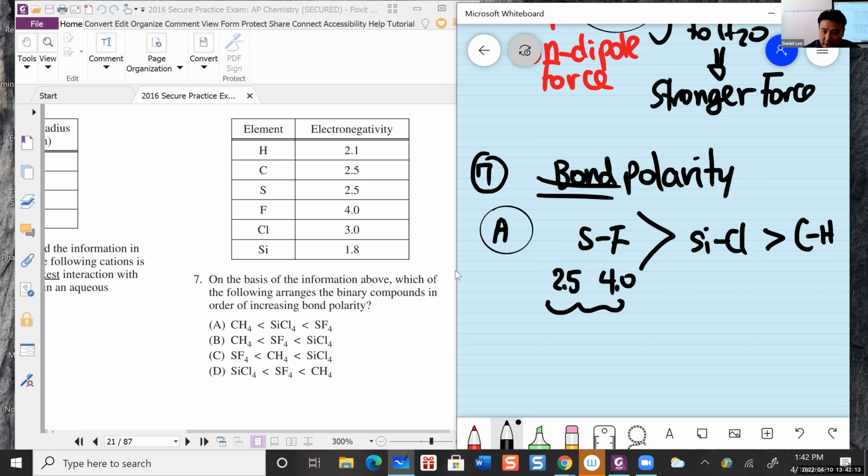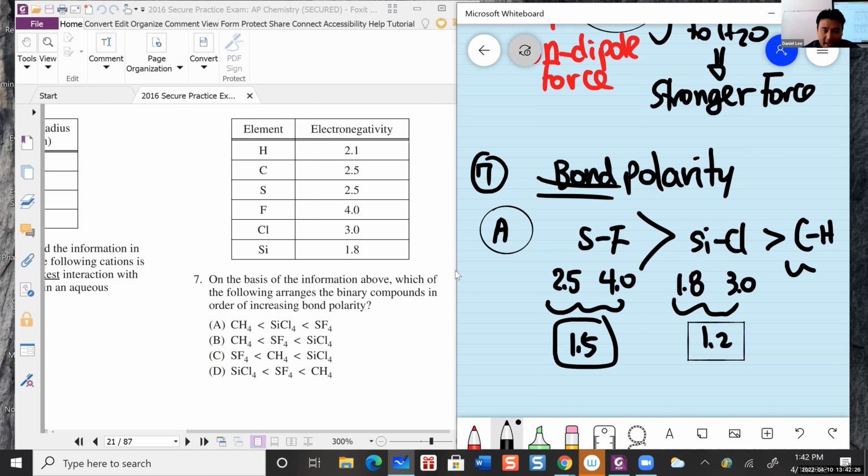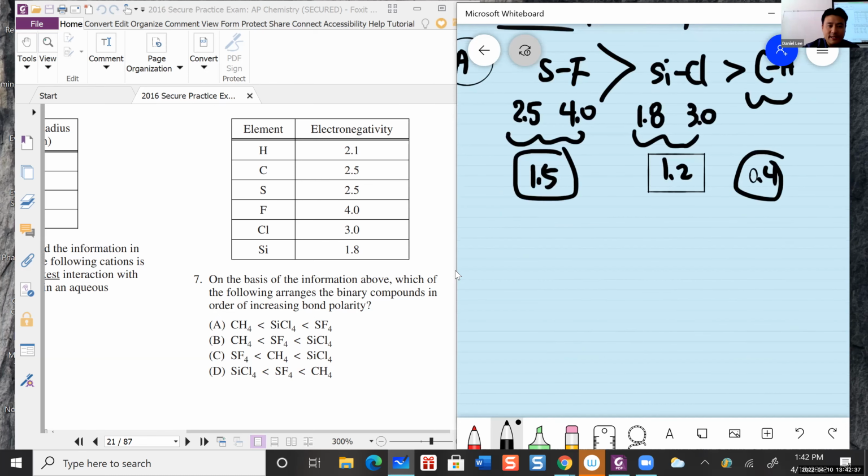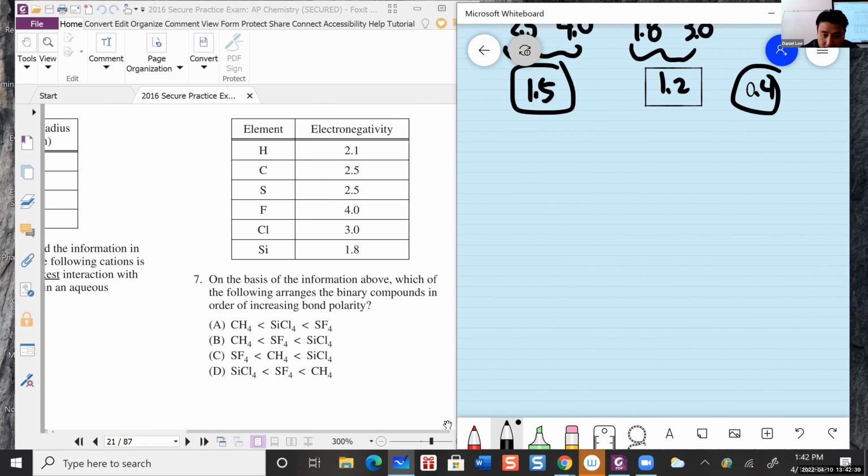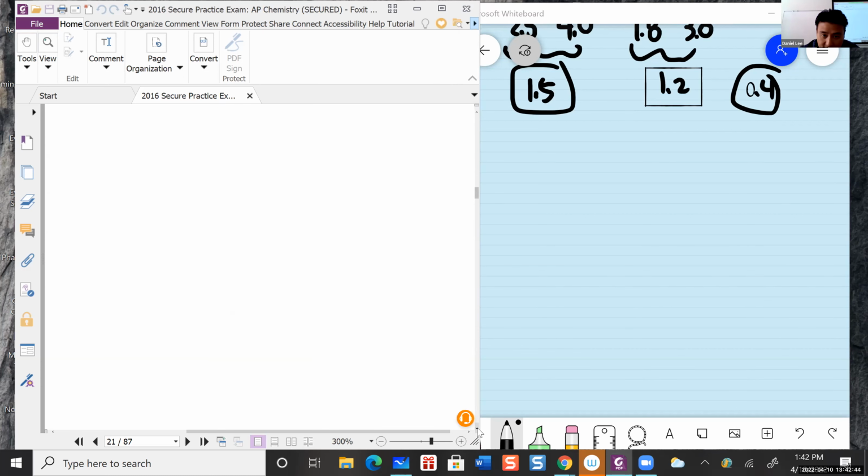Okay, so we're going over question number seven right now. And Si here is 1.8 and Cl is 3.0. So you see the difference is 1.2. And the last one, between carbon and hydrogen, is only 0.4. So the biggest difference is between S and F. Yeah? Okay, so number 7 has to do with bond polarity, and you just have to calculate the differences in electronegativity. Okay, all right. Let's look at number 8.